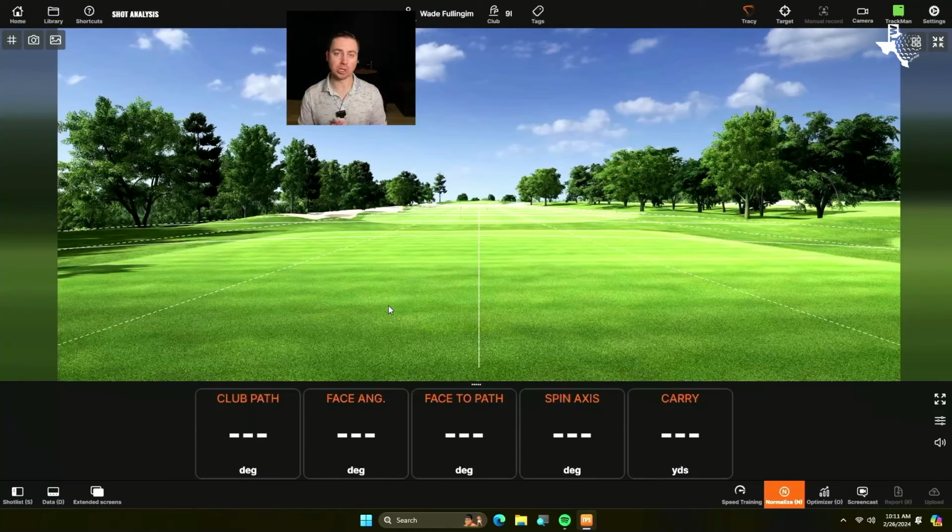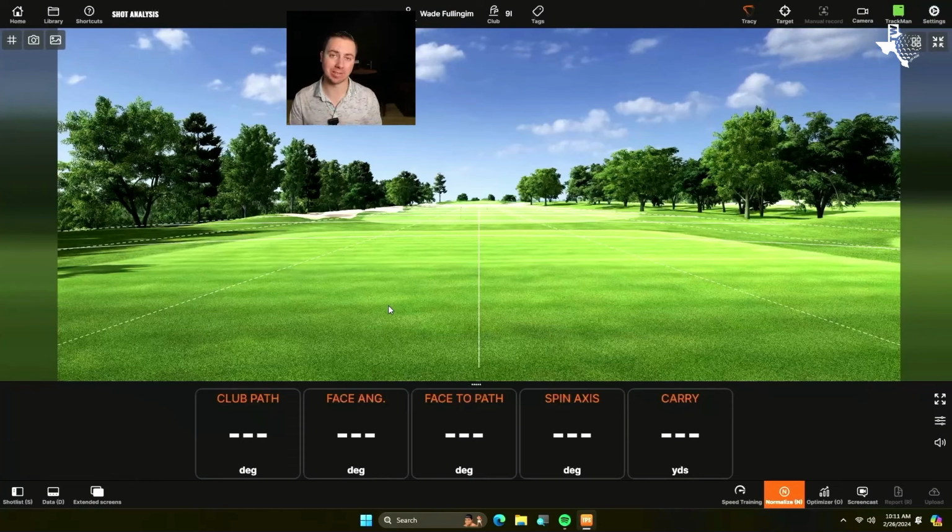Now this number is important to understand because once you understand face to path, you can understand why the ball curved the way it did. If you get a negative face to path, if you're a right-handed golfer, you're going to see a shot that moves from right to left. If you see a positive face to path, you're going to see a shot that moves from left to right. We'll talk about the why in just a minute, so make sure you stay tuned. I first want to get you that number so you understand it, but then we'll go deeper in just a little bit.